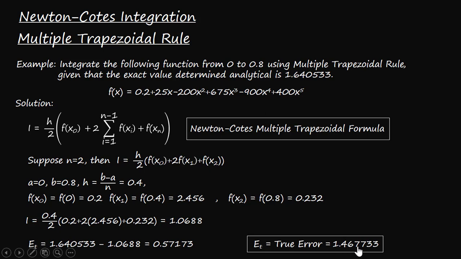Just now we calculated the error between the true value and the approximated value using a single application of the trapezoidal rule, that was 1.467733, and using the multiple trapezoidal rule for n equals 2, the error is reduced to 0.57173. So we can see that the multiple trapezoidal rule solves our problem. If we consider higher values of n, we can even reduce this error further. So this is how the Newton-Cotes integration trapezoidal rule works.